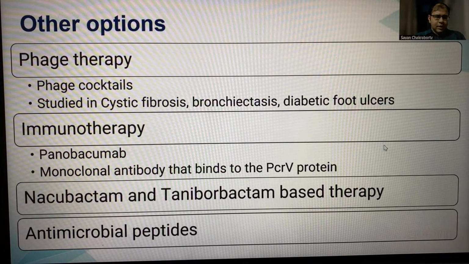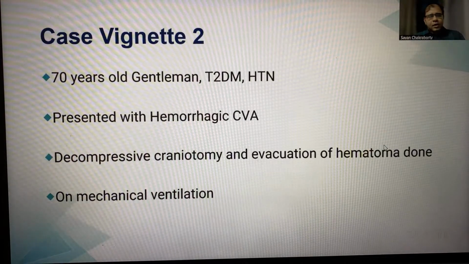And there are other options as well, like phage therapy, which is mostly in research right now. We don't have much experience in using it directly on patients. There are certain immunotherapies like monoclonal antibodies, and there are certain newer beta-lactamase inhibitors that are coming, like nacubactam and taniborbactam. And there are certain antimicrobial peptides which are under study and research.